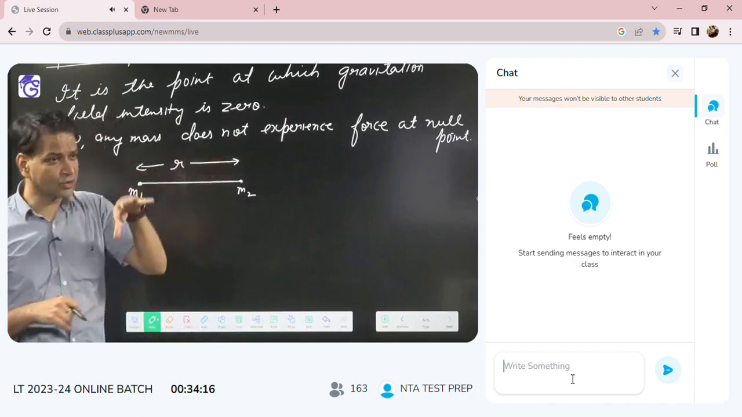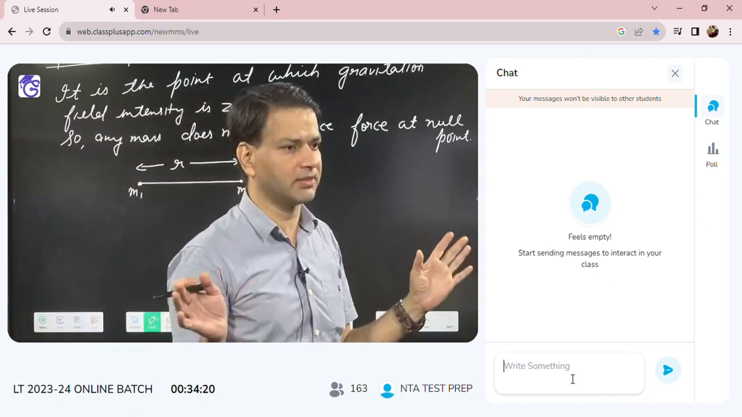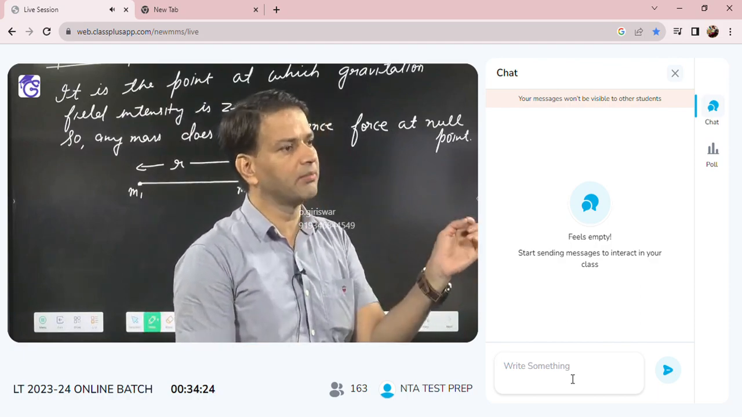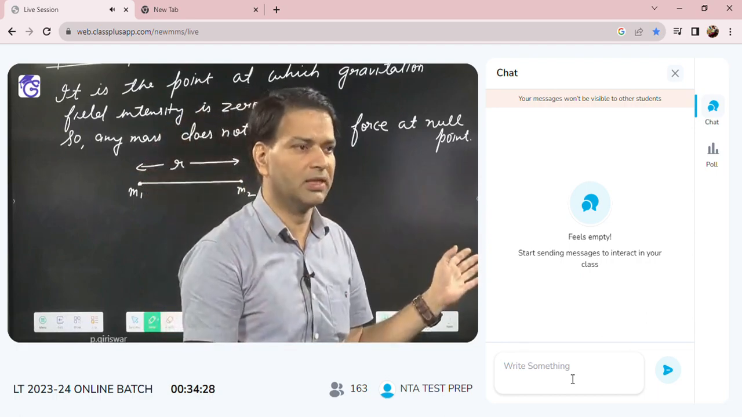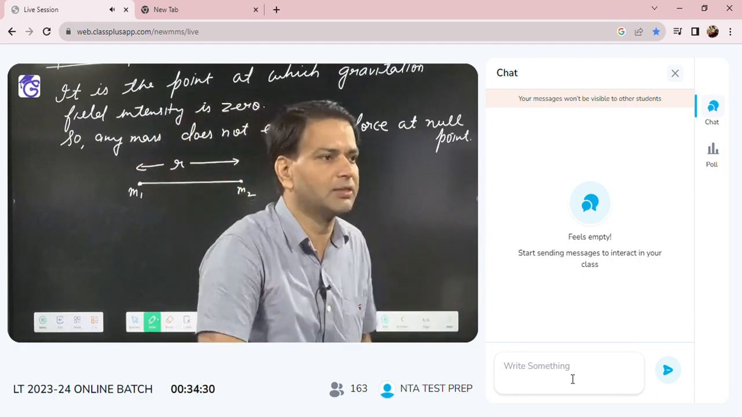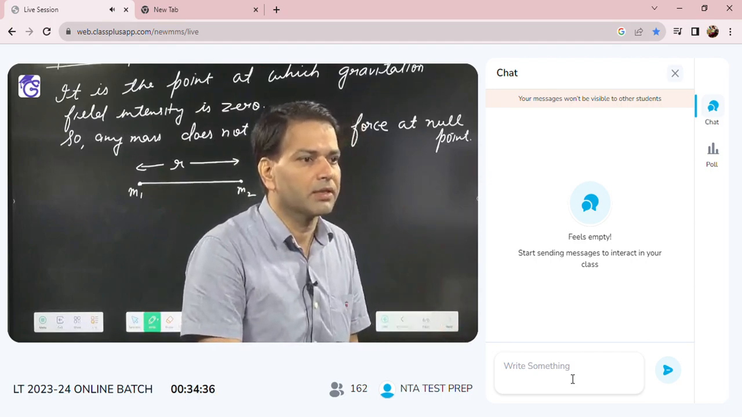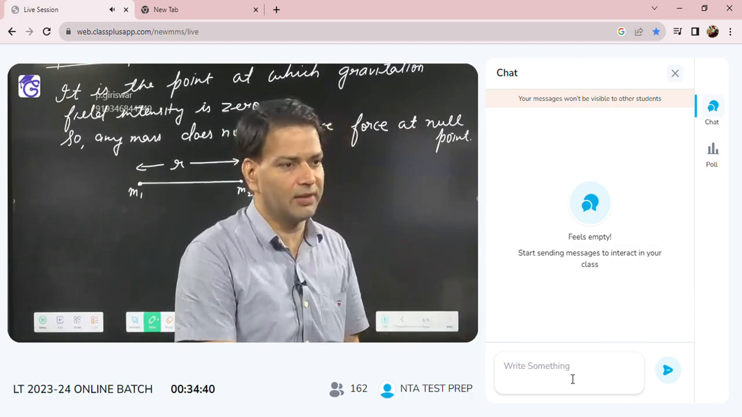But in the case of gravitation, we will always get the null point between the masses. We will not get the null point to the right of both masses or to the left of both masses. Because in gravitation, mass is always positive; negative is not possible. Getting my point or not? So in gravitation, we get only one null point somewhere between the masses.